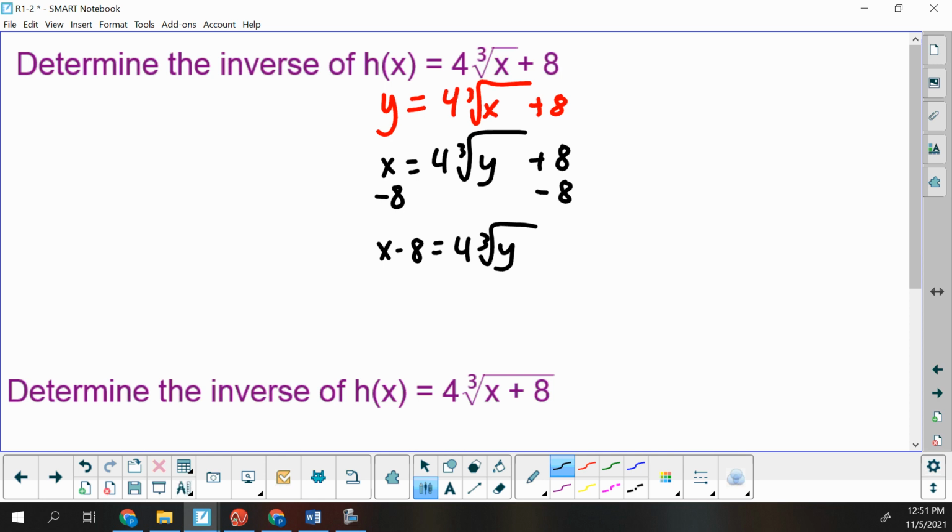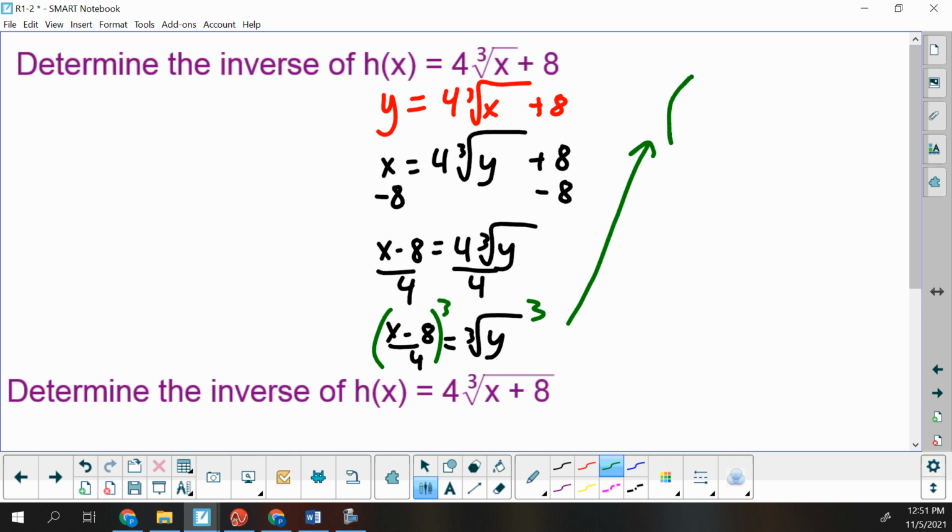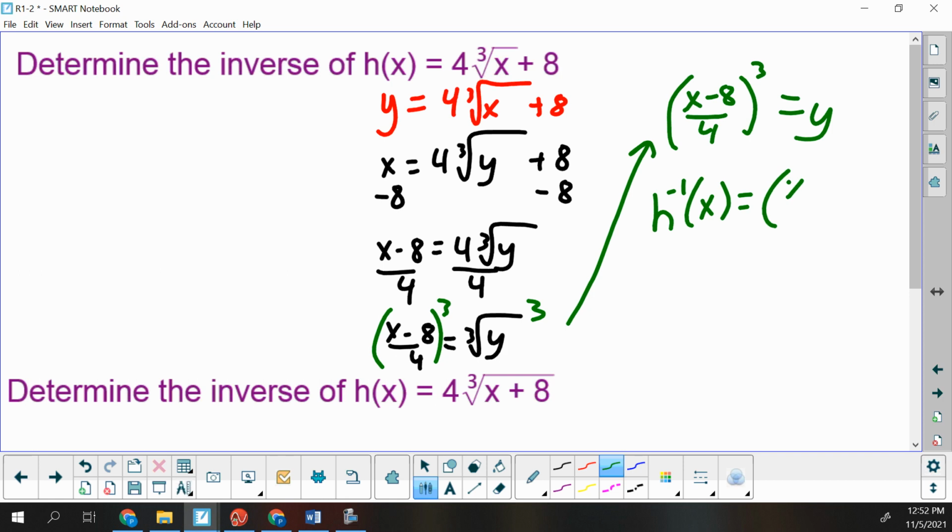We'll divide by 4. And then the opposite of cubed rooting something is cubing both sides. We've got to make sure we cube everything on the left. We don't have to actually multiply it out, but we'll have x minus 8 over 4 all cubed equals y. And then for the final step, just put it back in our inverse notation. This time we had h, so we'll have h inverse of x equals x minus 8 over 4 all cubed.